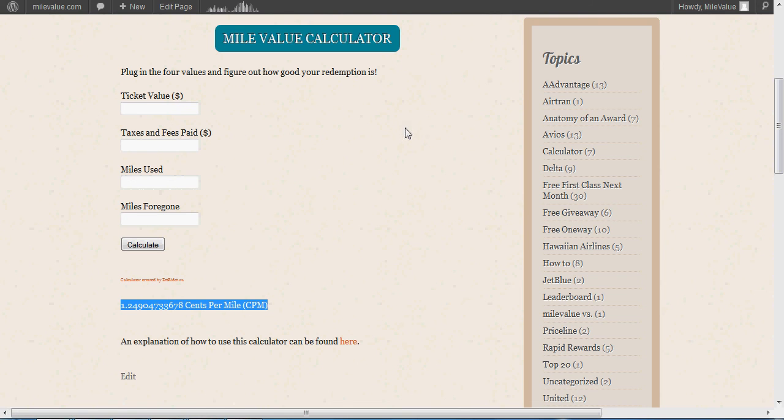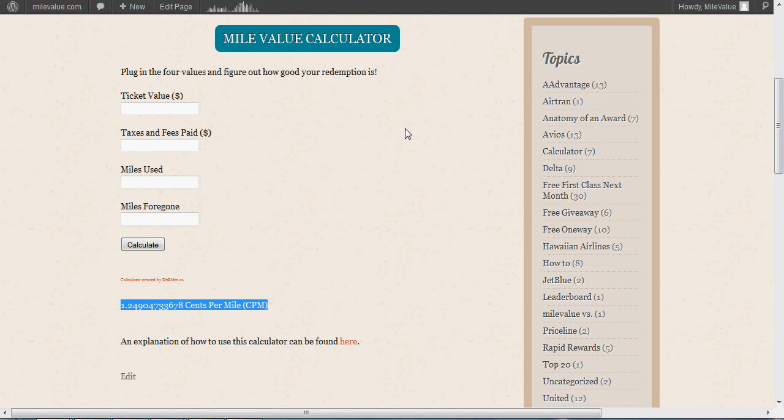So those are 2 examples. I hope that they explain how to use the calculator, and I hope you now understand how to use all 4 fields of the calculator. I'll say that the best use is probably whenever you are thinking about booking an award and you don't know whether to book it with cash or with miles, come to the calculator, plug in your value of the ticket, how much you'd have to pay in taxes and fees, how many miles you would use, how many miles you're foregoing if you book an award, and have it spit out the cents per mile.